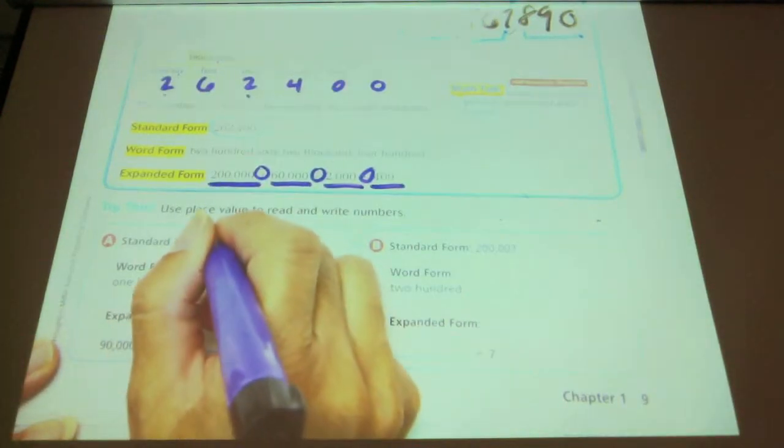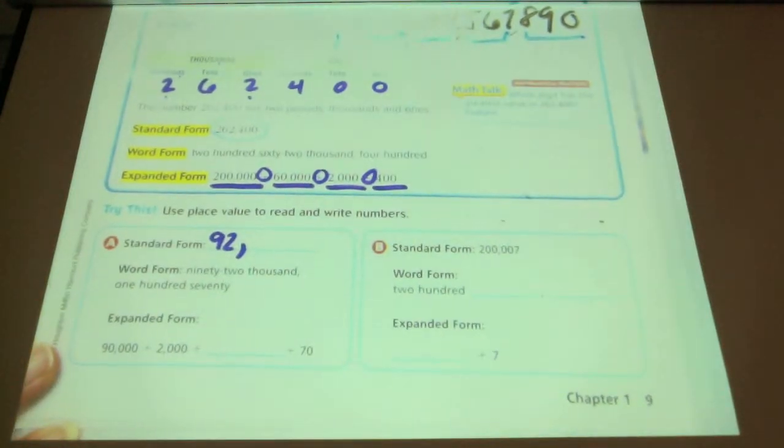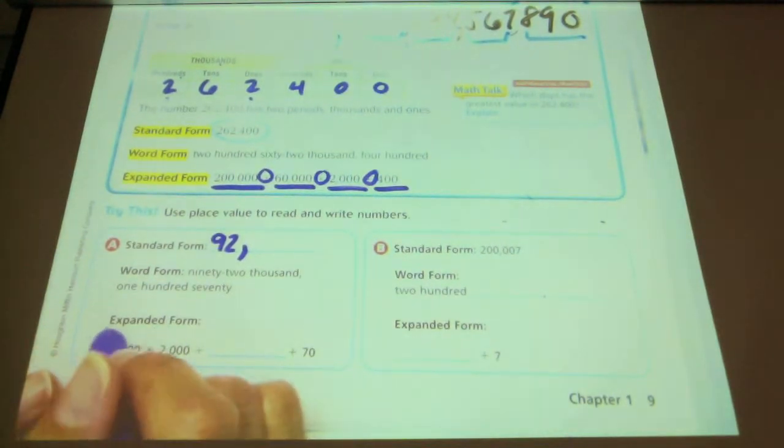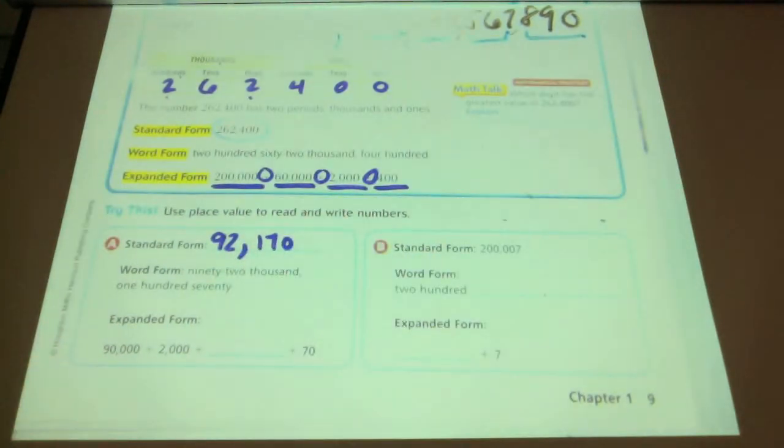92,000. So I know I need to write 92, and 1,000 tells me to write the comma. We're not writing right now, only Miss Harris says. Thank you. It's alright, you don't have to erase it. And then the next part says 170. So 170. So just written it in standard form.